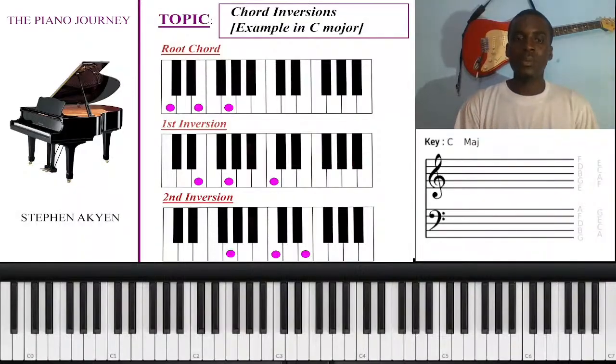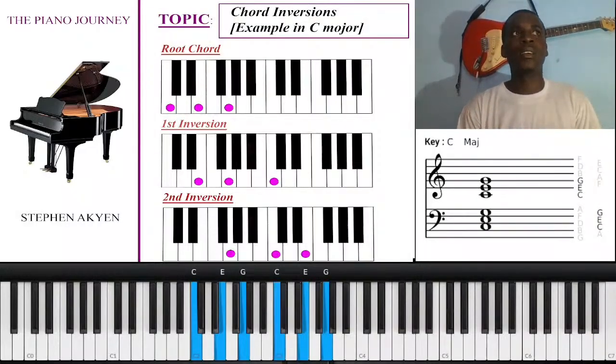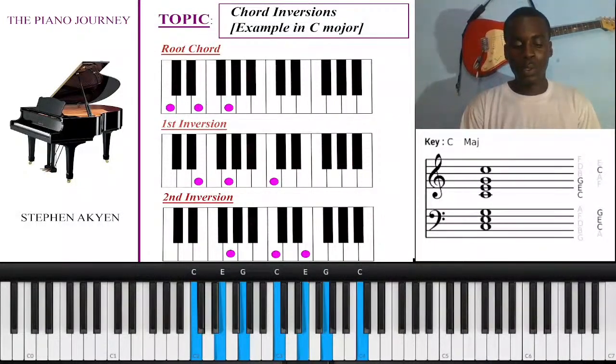What is the importance of this? Assuming I'm playing a song. Let me use this song.